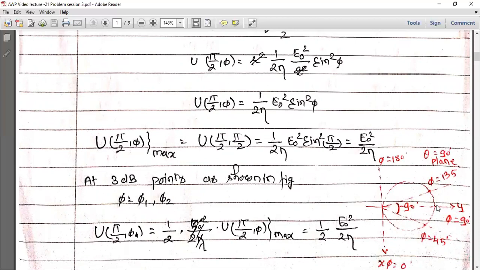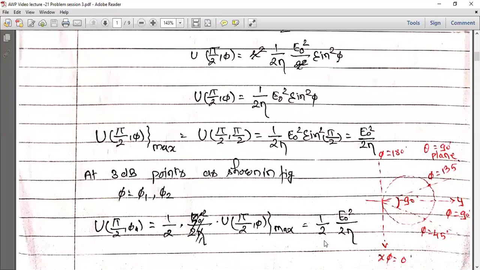Now our objective is to find two positions around phi equals 90 degree in the theta equals 90 plane, where the radiation intensity is half of the maximum value. I have written here that at the 3 dB points, as shown in the figure, the radiation intensity should become half of the maximum value. So U(pi by 2, phi 3 dB) should be equal to half of U(pi by 2, phi maxima), and U(pi by 2, phi maxima) is E0 square by 2 eta. The values of phi for which we get this much radiated power are our point of interest.